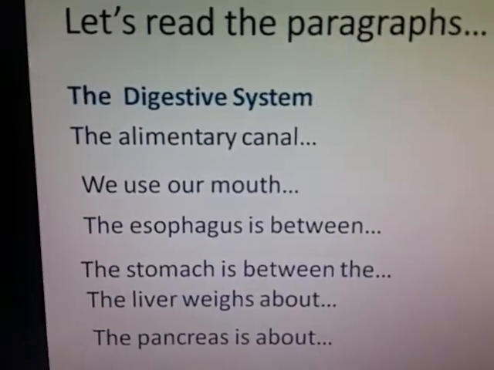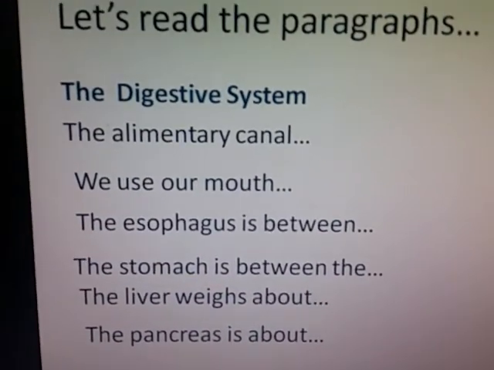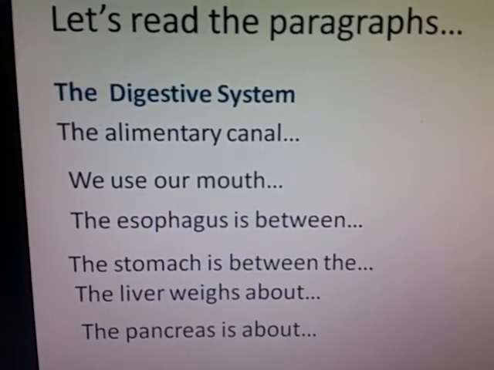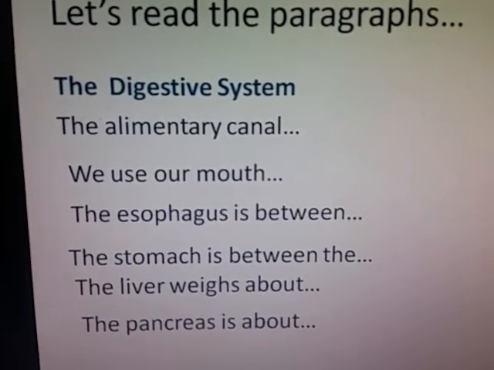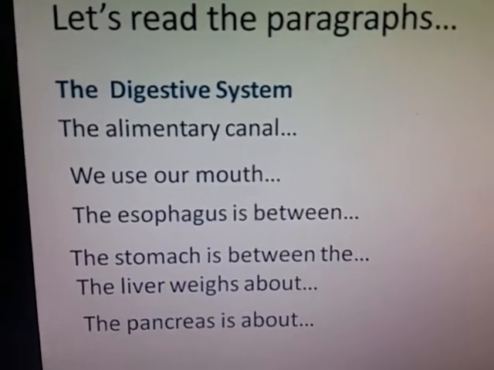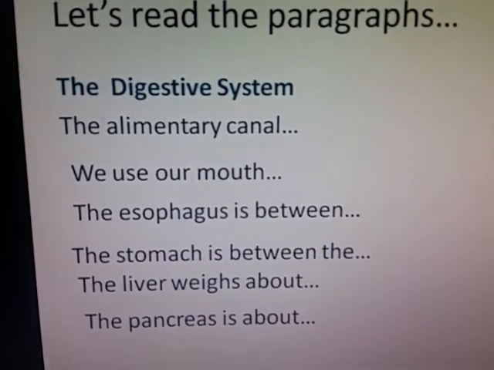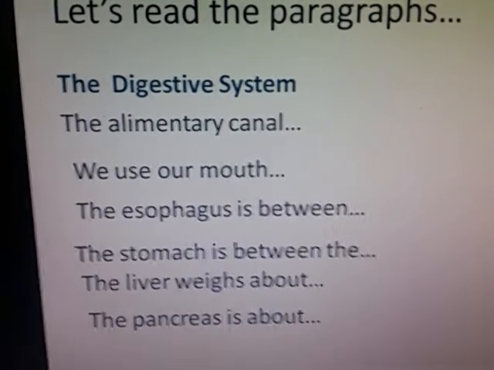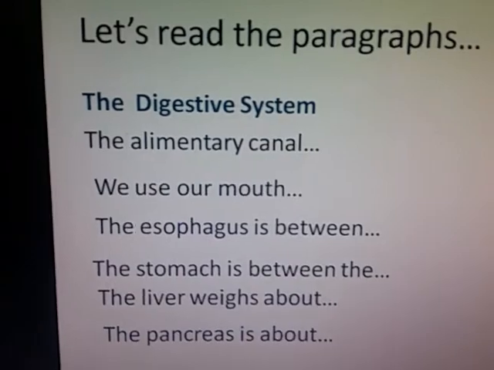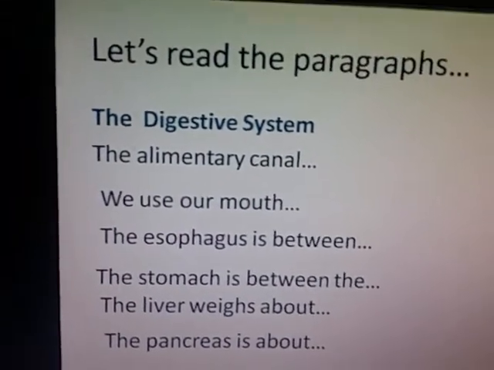Last paragraph. The pancreas is about 15 centimeters long and is under the stomach. It produces several substances that help digest food in the small intestine. It helps the body digest fats, carbohydrates, and proteins.